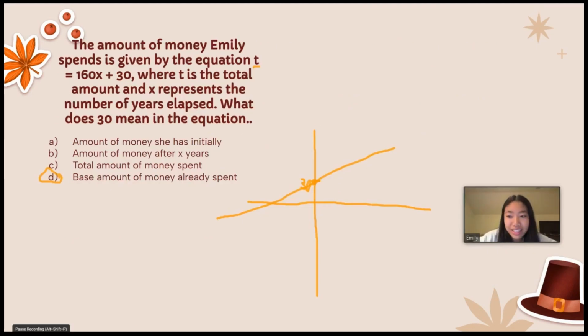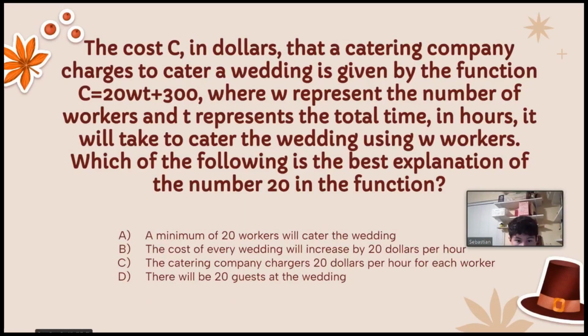So the correct answer to this question is going to be answer choice D, which says the base amount of money already spent. So we know that the y-intercept on this graph would be 30, which means when we plug in 0 for x, we get 30 equals T, where T is the total amount. And because no years have elapsed and there's already a total of $30, we know that that's the base amount of money that has already been spent.